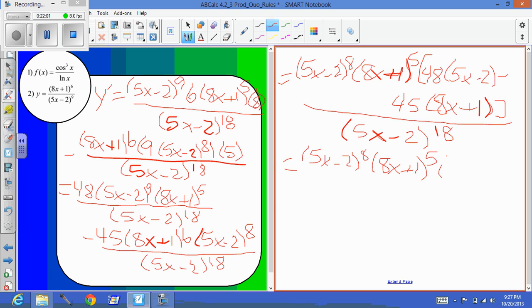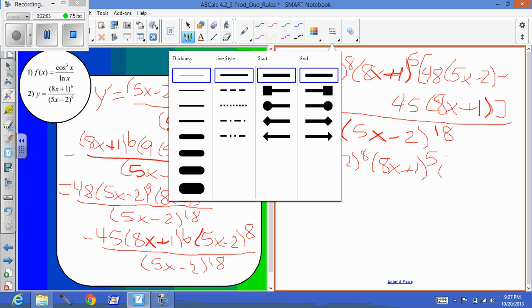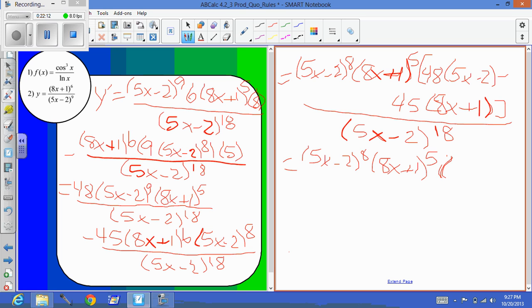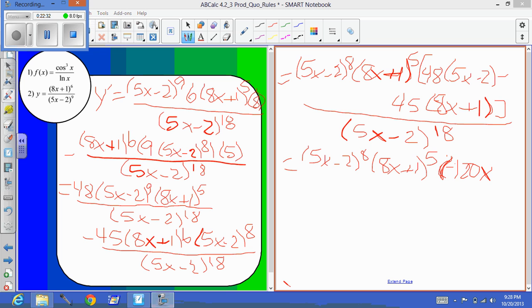I am erasing for some reason. Give me one second. Okay, so there's my parentheses. Sorry, y'all. Negative 120x. And negative 96 minus 45. Sorry, y'all. Had to pause for just a second there.